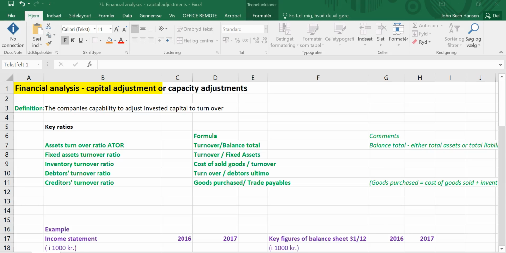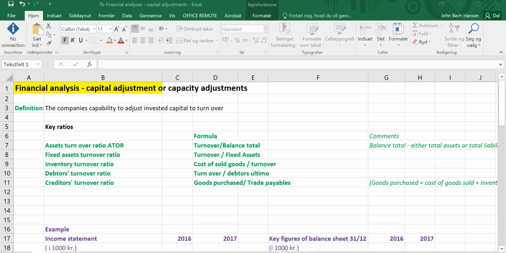Welcome to this next presentation of financial analysis, where we will be looking at how good the company is to adjust or adapt the capital used or the capital invested in the company. How much capital should a company actually use?